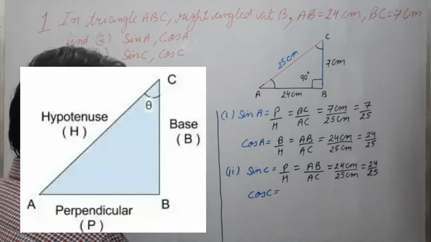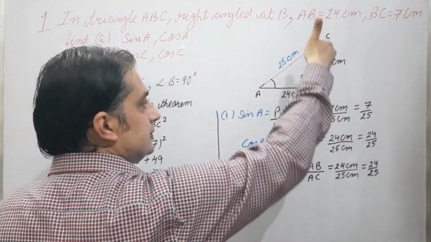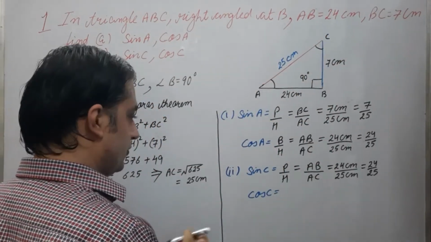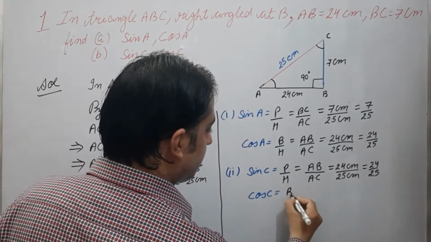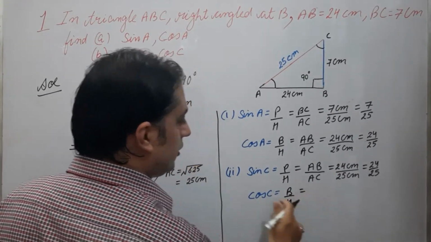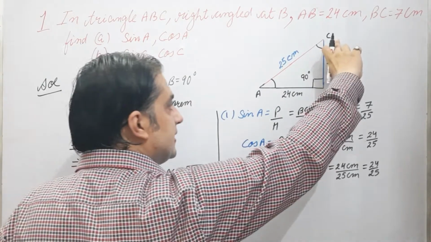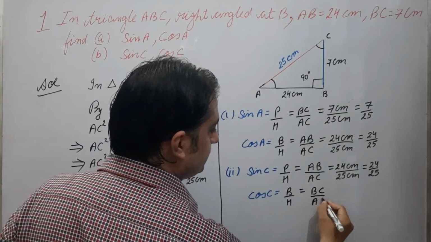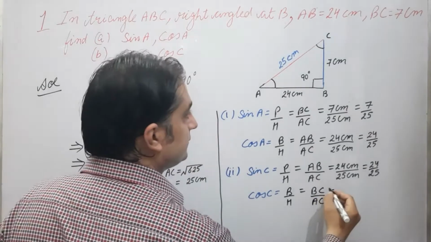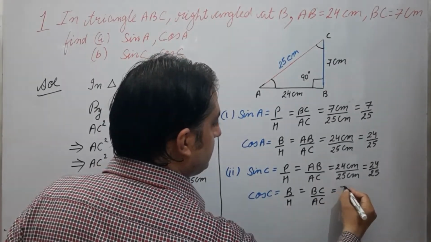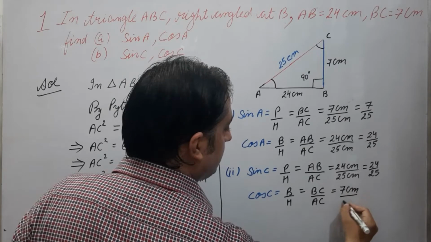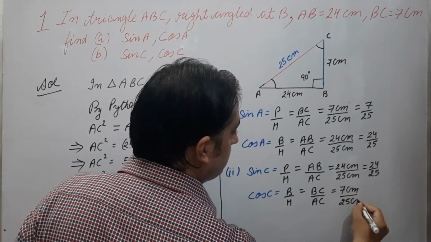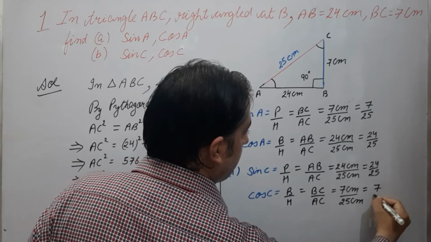So next is cos of C. Again cos of C, the side adjacent, firstly write it as base by hypotenuse. Now denote the side base. Base is the side adjacent, that is BC, and AC has no change. So BC is 7 centimeter and AC is 25 centimeter, which is equal to 7 by 25.